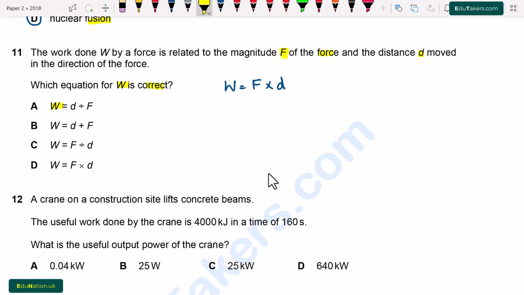Option A, work is equal to distance divided by force, which is incorrect. B, work is equal to distance plus force. This is also incorrect. C, work is equal to force divided by distance. This is also incorrect. D, work is equal to force multiplied by distance. So only option D is correct from here.